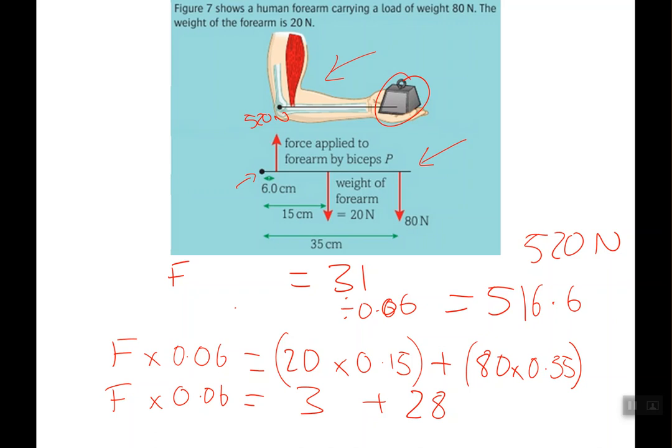So that is the most complicated question you're going to get, but that's the type of thing they're going to do. They're going to involve the principle of moments, probably a seesaw is my guess they're going to do.